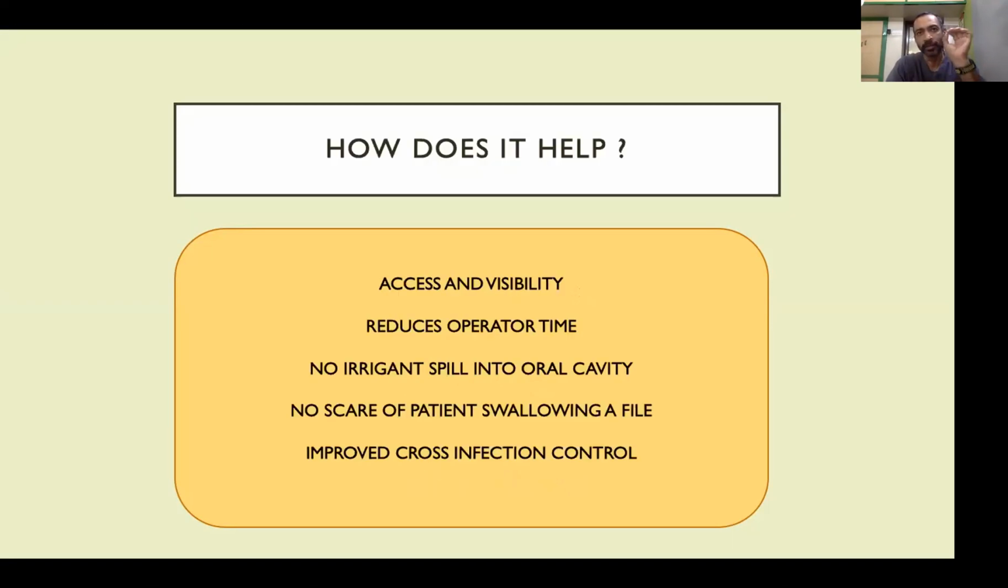How does the rubber dam help? One of the biggest things is that it allows you better visibility because you're seeing only the tooth that you're supposed to treat, or maybe a couple of teeth forward and backward if you do quadrant isolation. But it allows you to concentrate on that tooth and improves your visibility considerably.